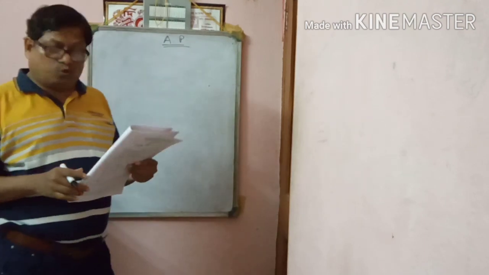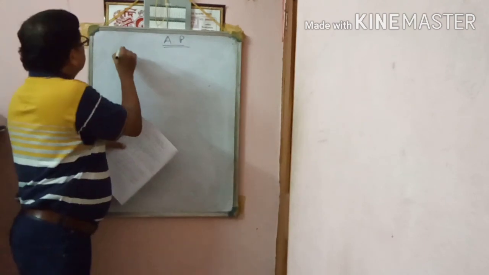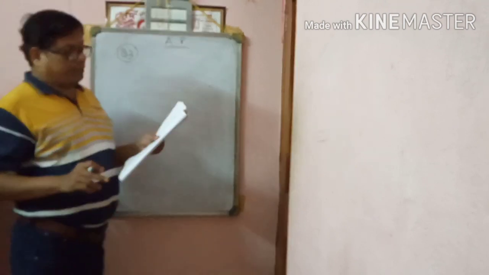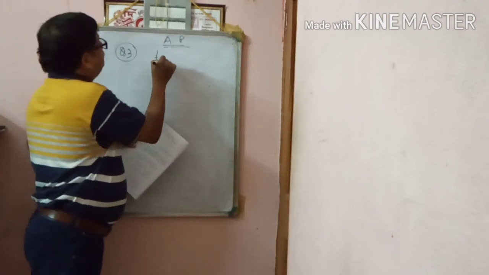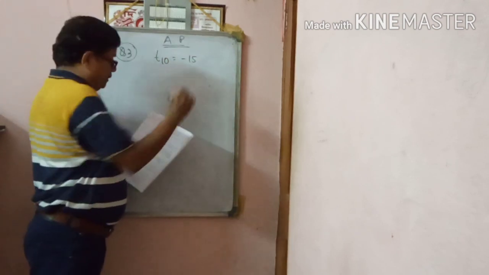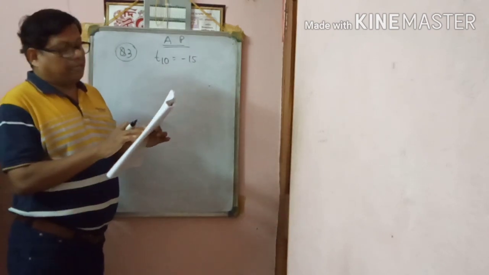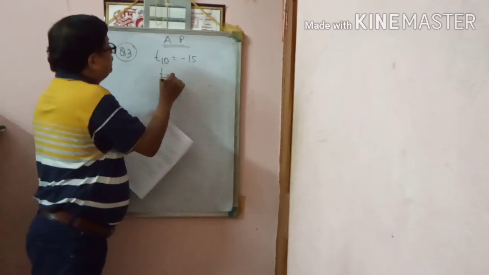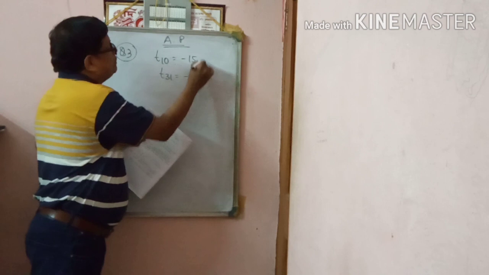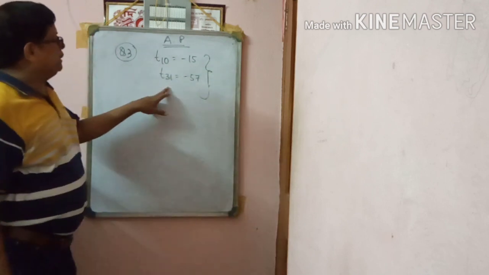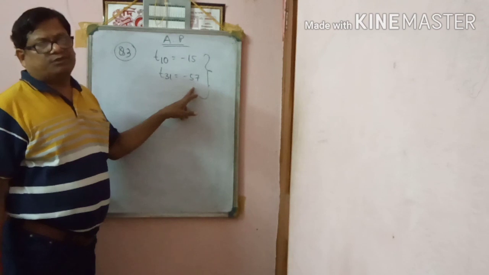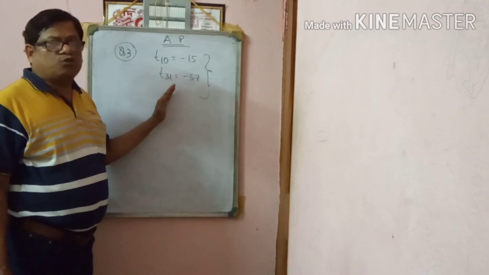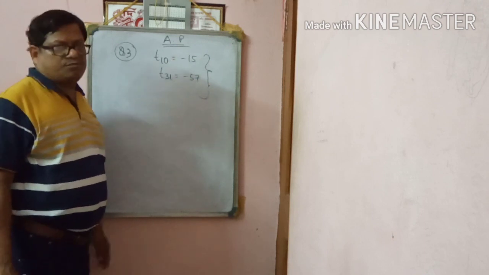Similar sums you will do at home. Question number 3: the 10th term of an AP is minus 15, and the 31st term is minus 57. So T10 equals minus 15 and T31 equals minus 57. Find A, the first term, and the common difference. Same type of sum.